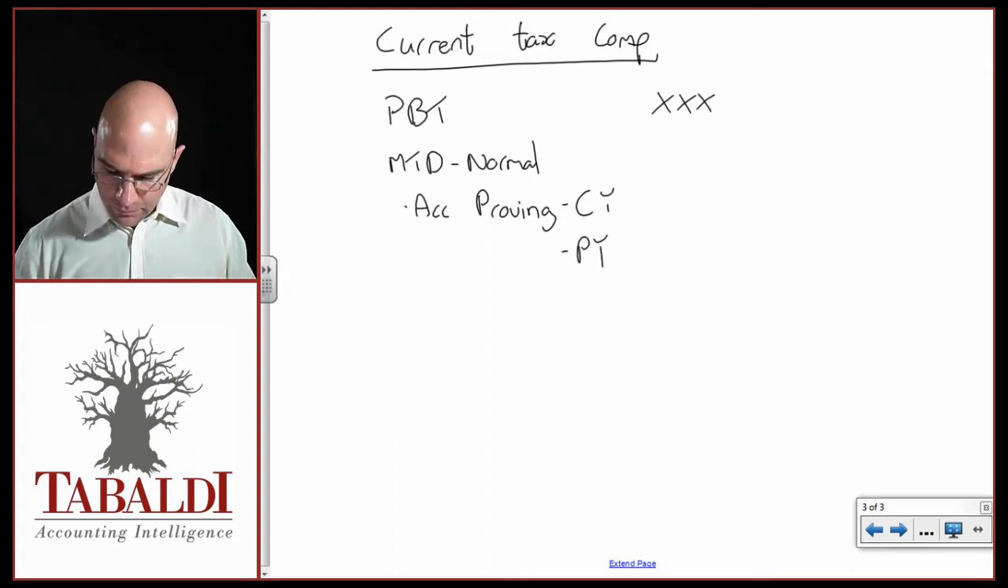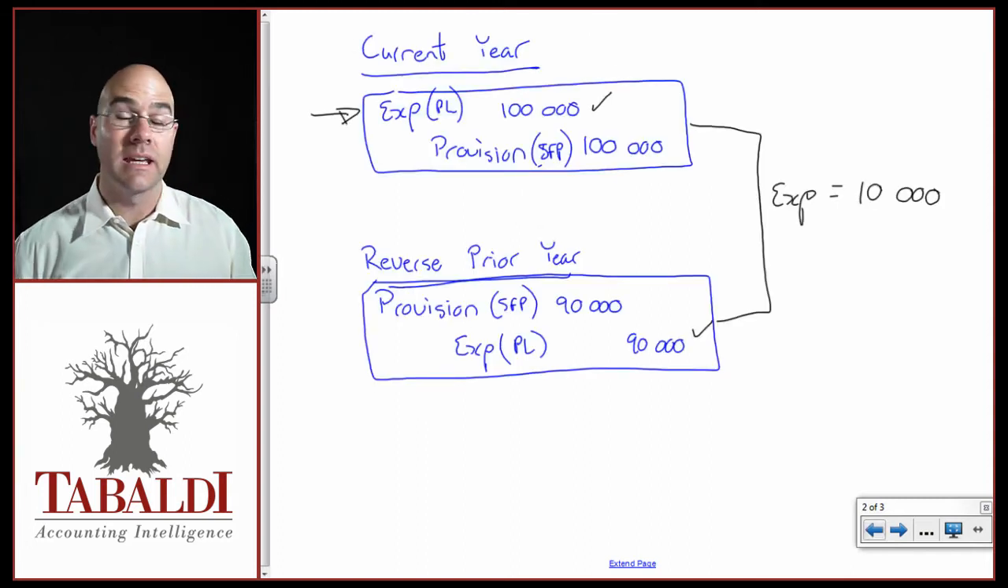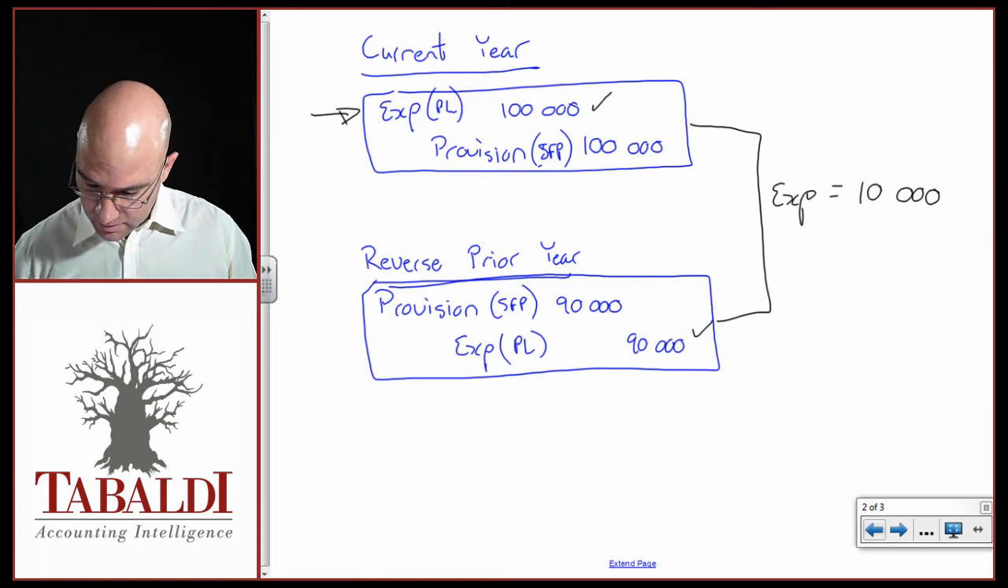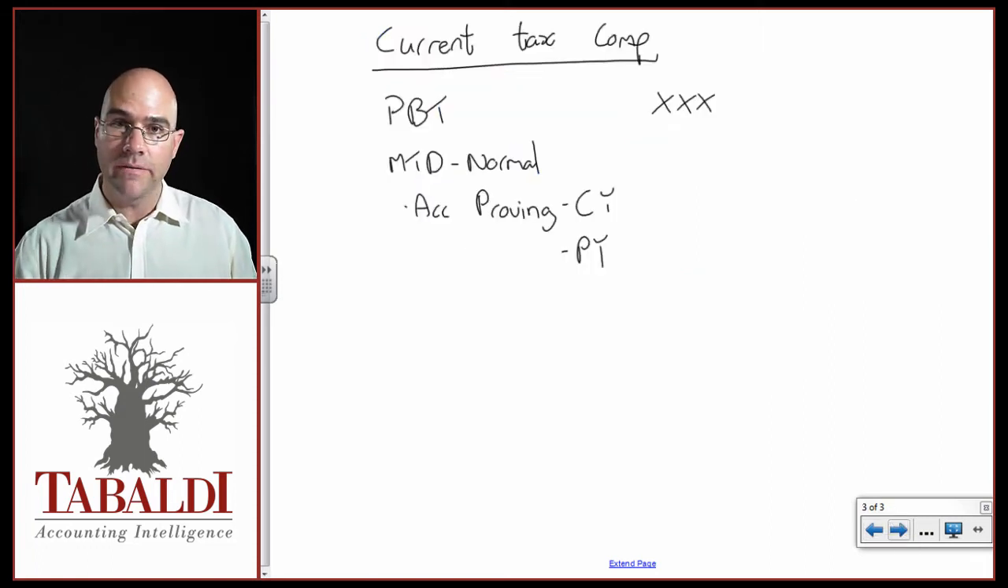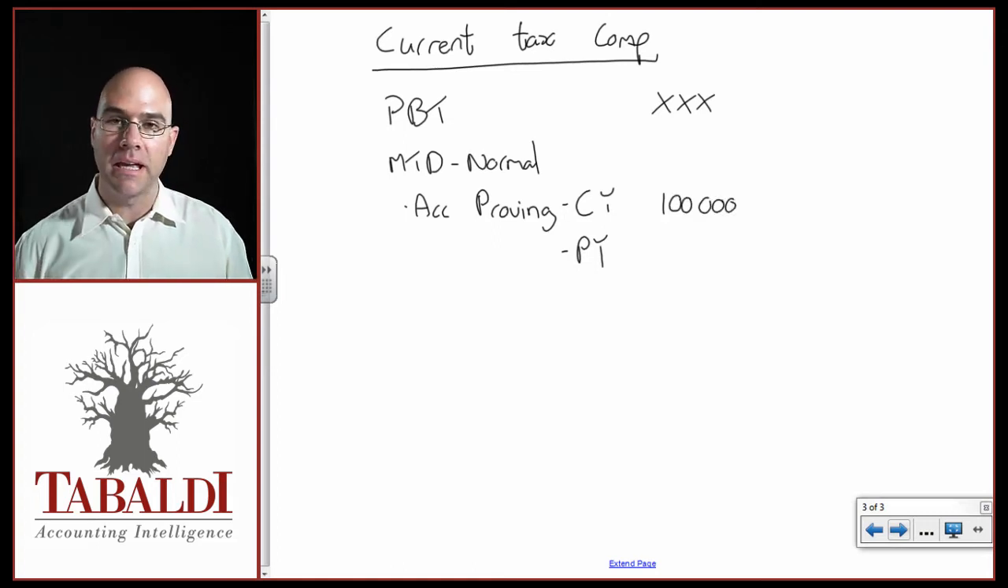So in the current year, if we look back at that journal, what did we do? We went debit the expense. The tax authority is going to say, no, that's not a valid deduction. It'll only be deductible if paid out. And in this year, that was not paid out. So that 100,000 expense, you're going to add back to reverse out the effect from profit before tax.